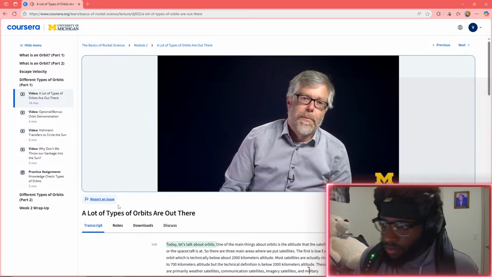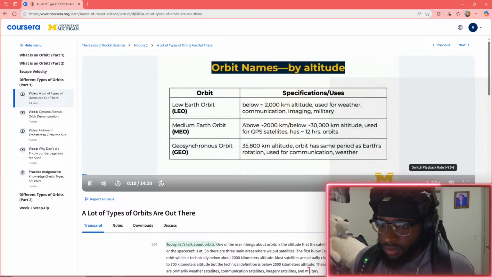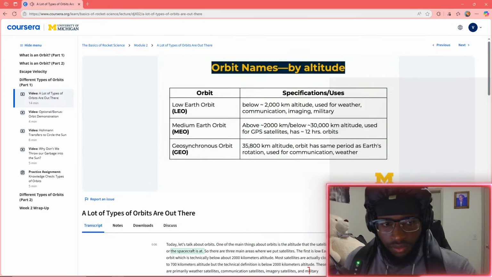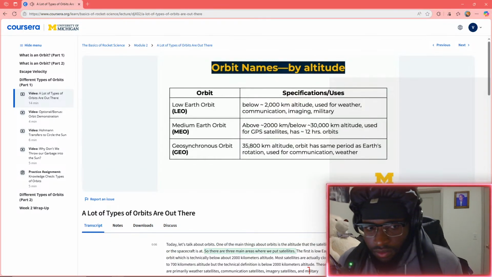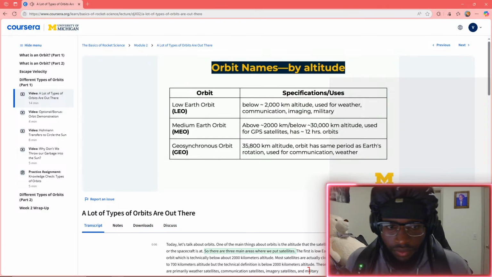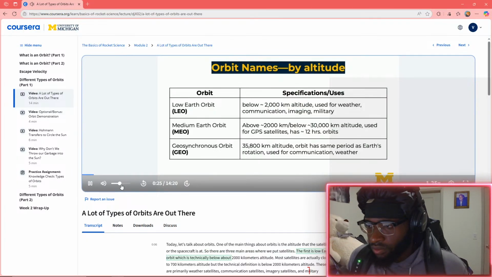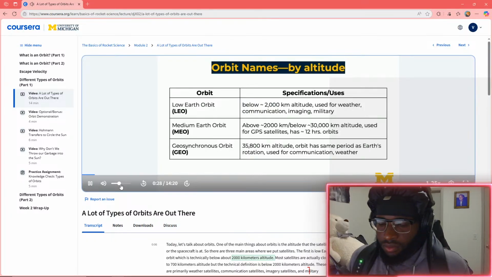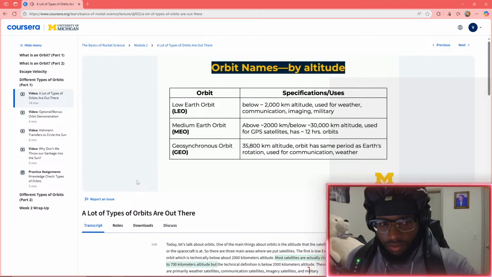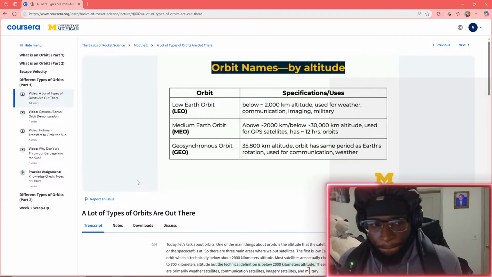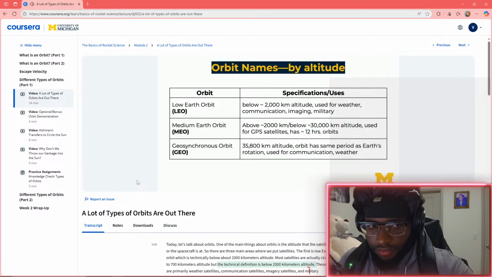Today, let's talk about orbits. One of the main things about orbits is the altitude that the satellite or the spacecraft is at. So there are three main areas where we put satellites. The first is low Earth orbit, which is technically below about 2,000 kilometers altitude. Most satellites are actually closer to 700 kilometers altitude, but the technical definition is below 2,000 kilometers altitude.